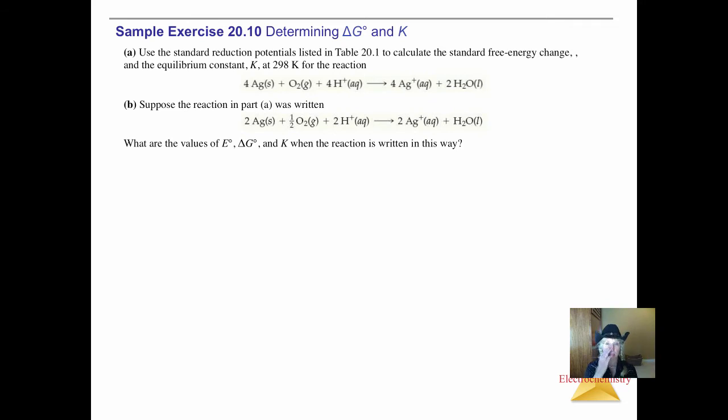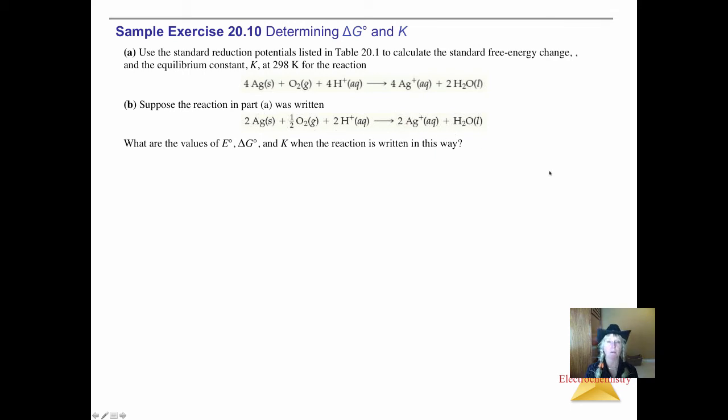So let's try a sample exercise, and what's also cool about this is that you can tie it back into even finding an equilibrium constant. The information that's given to us here says, using the standard reduction potentials in your reduction potential table, that's table 20.1, find the delta G, the Gibbs free energy, and the K, the equilibrium constant, at 25 degrees Celsius for this reaction. Notice that we'll be doing something similar for the second reaction, but notice that the coefficients have changed.